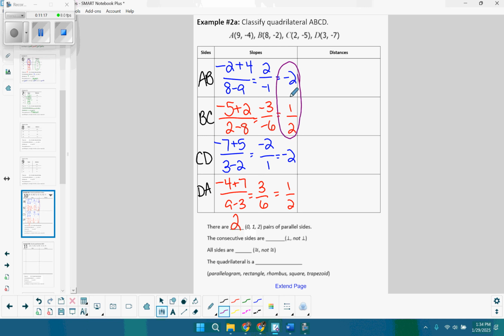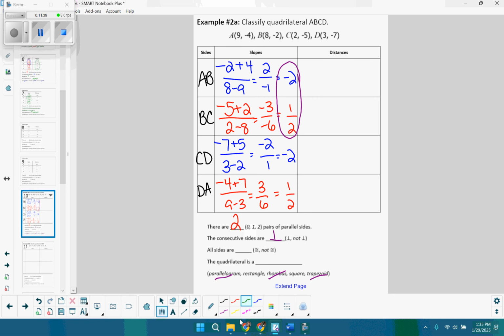So my reduced slopes were -2 and positive 1/2. Those are opposite sign reciprocals, so my consecutive sides are perpendicular. So immediately we've crossed out trapezoid because there were two pairs. And now that we have right angles, we can cross out rhombus and parallelogram.